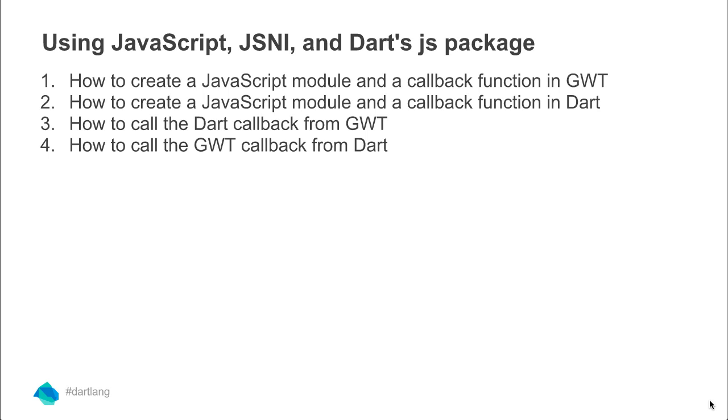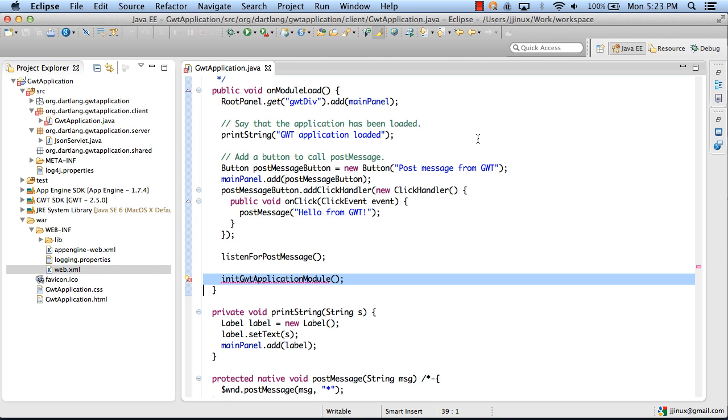Hence, I'm going to show you four things: how to create a JavaScript module and a callback function in GWT, and then in Dart, how to call the Dart callback from GWT, and how to call the GWT callback from Dart. Just like I did for PostMessage, I'll create a button on each side that the user can click on in order to invoke the callbacks. First, let's start with GWT.